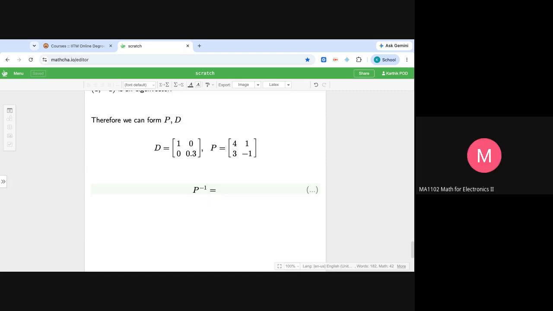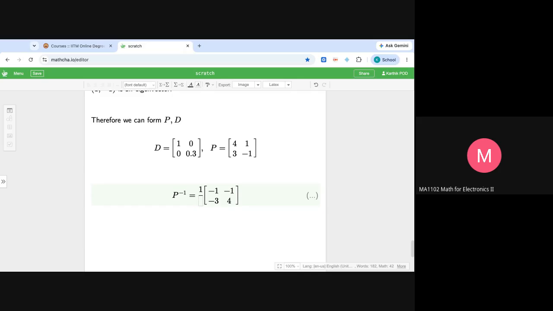Yes, that's right. For 2 cross 2 alone, there is a slightly easier way to do it. You can swap the diagonal entries and change the signs of the off-diagonal entries. Same thing. This is of course easy for 2 by 2, but not for 3 cross 3. For 3 cross 3, I also don't know any shorter way of doing it.